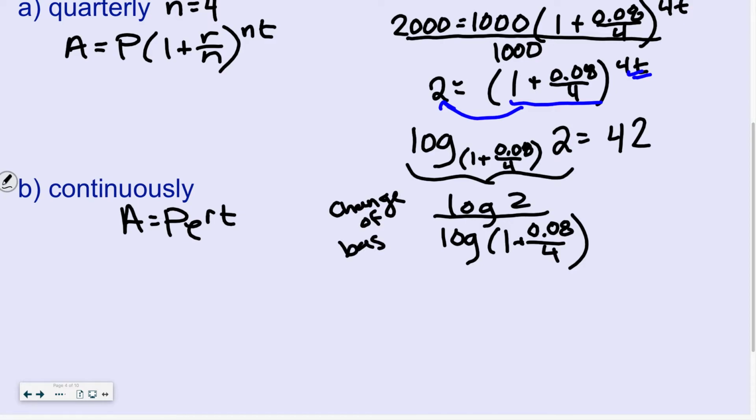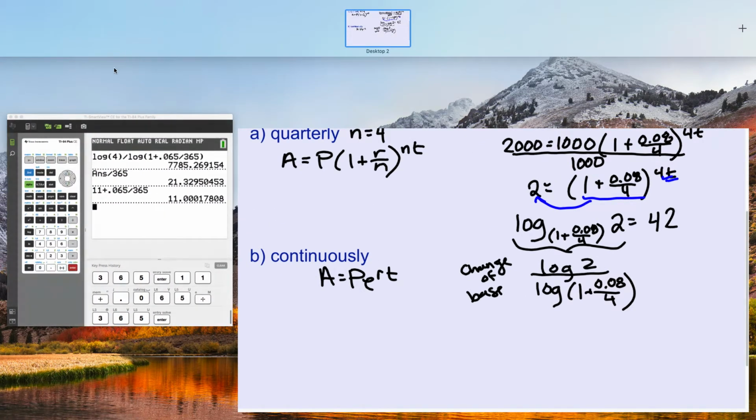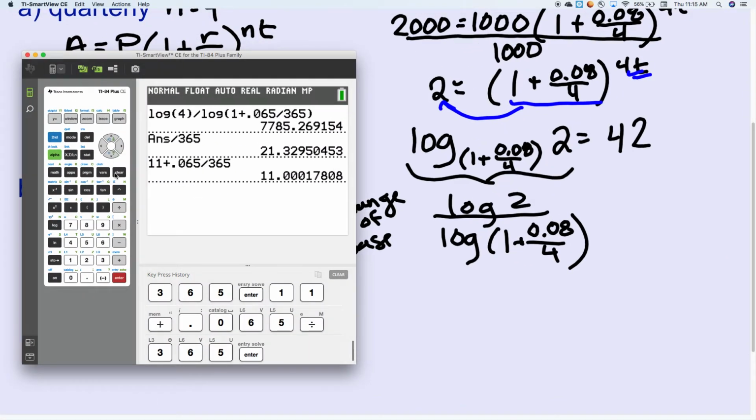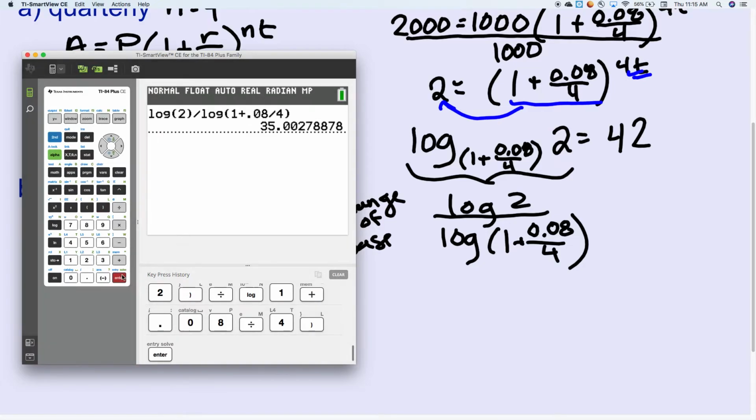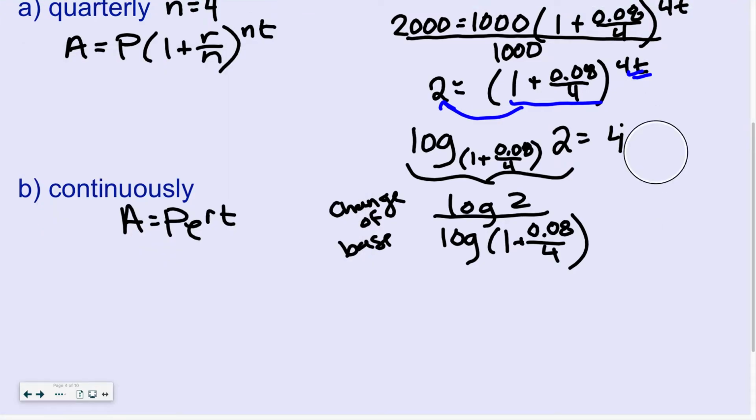If you know how to change the base in your calculator like I showed you back in section 3.2, you can do that. I'm going to pull up my calculator. Go ahead and clear it real quick. So I would type this: log 2, close my parenthesis, divide by log of the base, which is 1 plus 0.08 divided by 4. And I get 35.002. And then divide all of that by, oh, I wrote 42. Lord knows why, sorry.